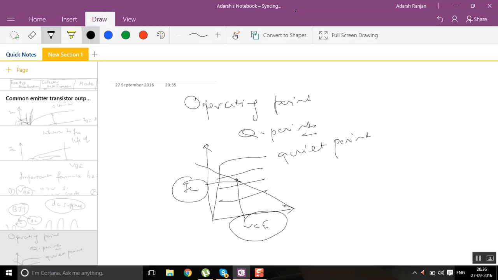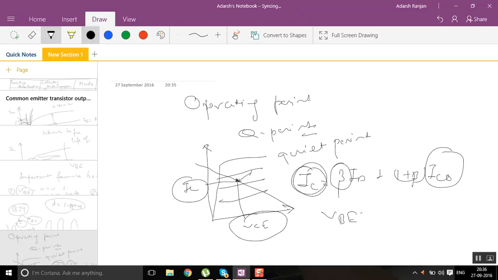And when will IC change? IC is equal to beta IB plus (1 plus beta) ICO. So when ICO changes, IC will change, and in turn this Q point will change. And if beta changes, then again IC will change, and then again the Q point will change. And another thing is VBE. Sometimes VBE also changes, and when VBE changes, then IB changes, and in turn IC changes.